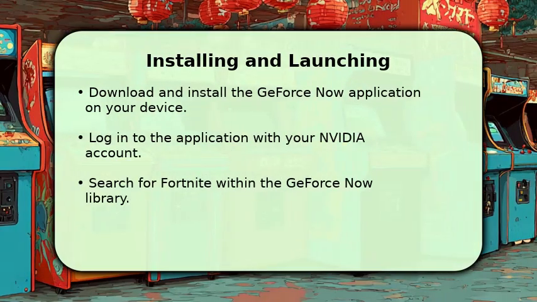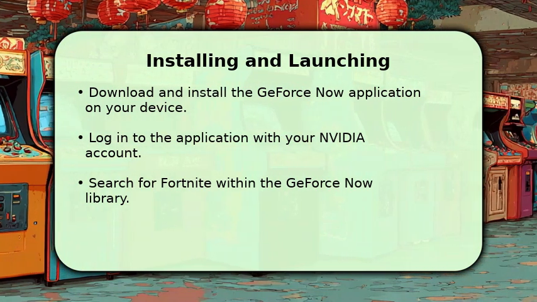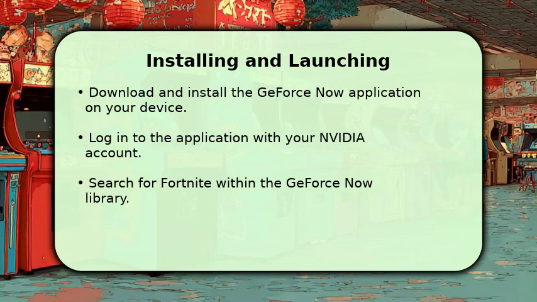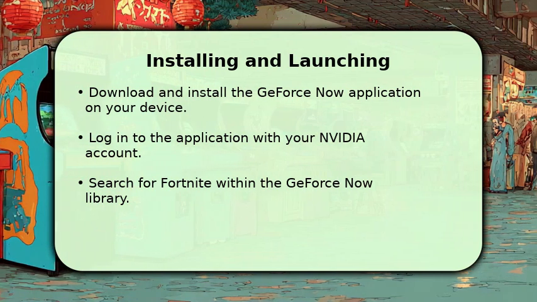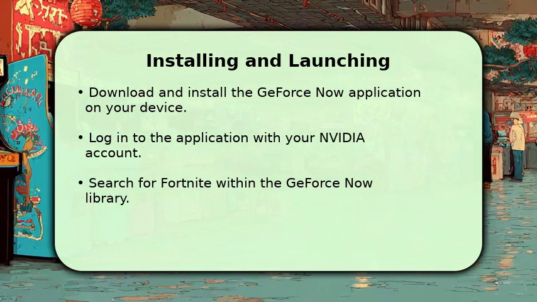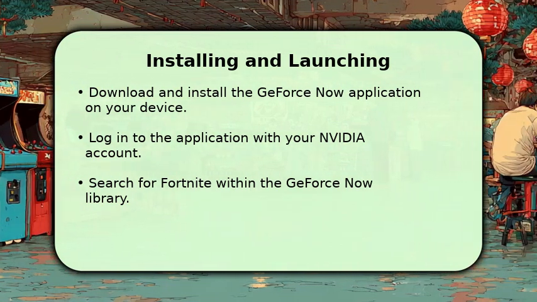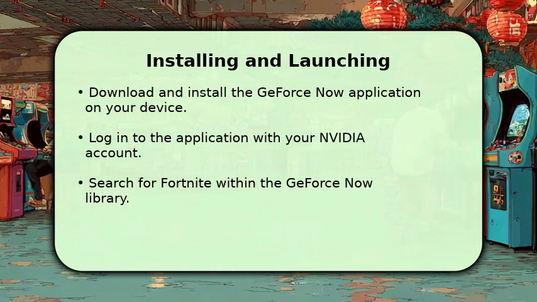Once your account is set up, the next step is to download and install the GeForce Now application on your preferred device. It's available on Windows, macOS, Android, iOS, and even some smart TVs. After installation, simply log in using your NVIDIA account credentials. Navigate to the game library within the application and use the search bar to find Fortnite. It should appear prominently, ready for you to select and launch.